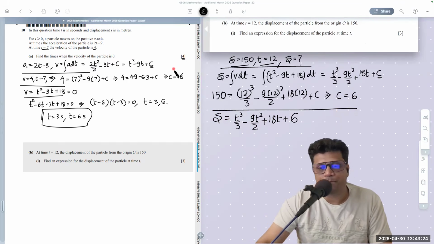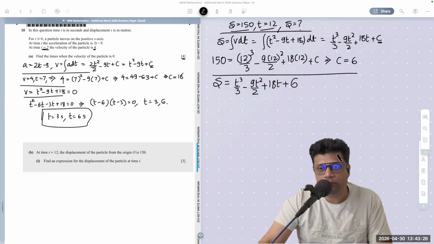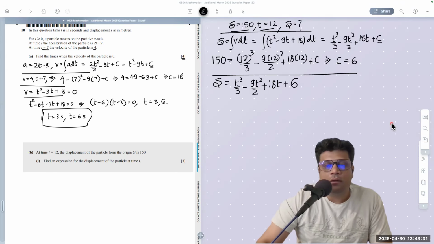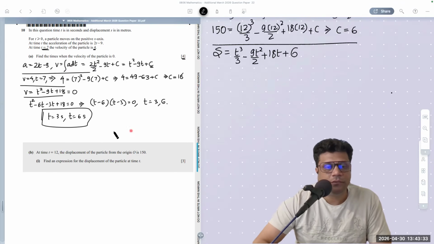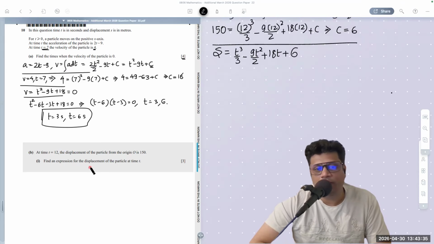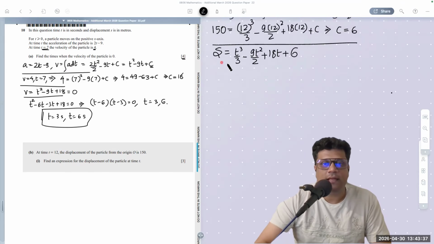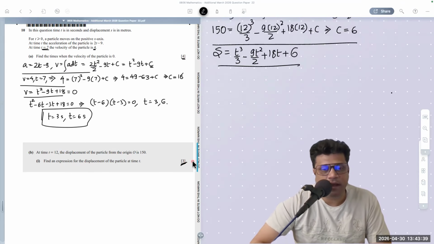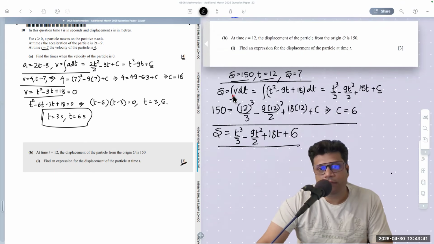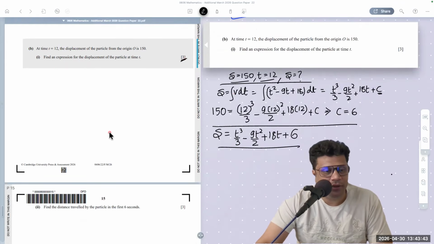Okay. So I have an expression of displacement now. There. This is the one. That's your 3 marks. Okay, so that was the process of it. Let's go look at some other part.